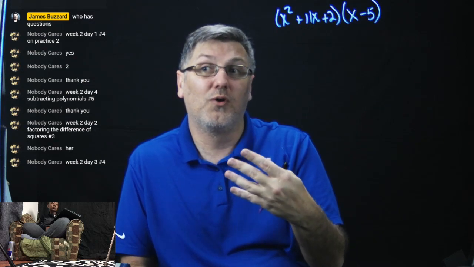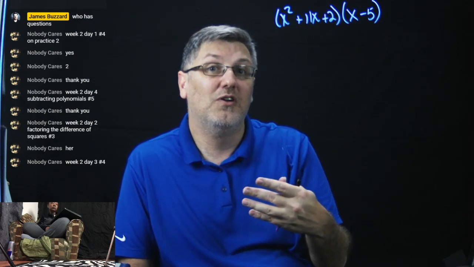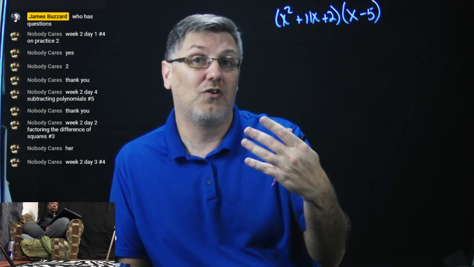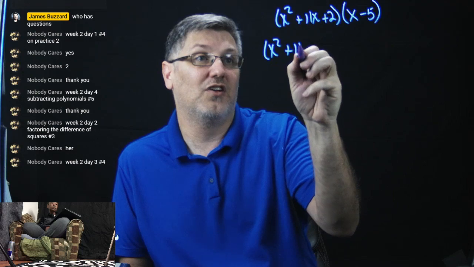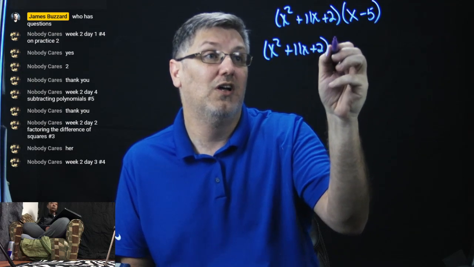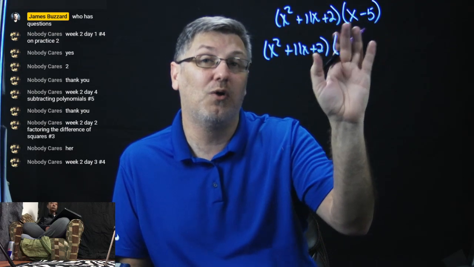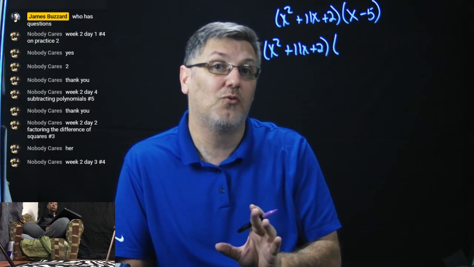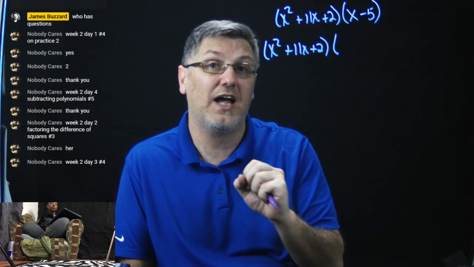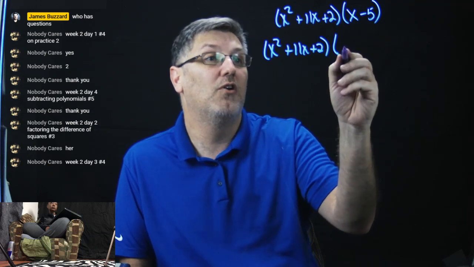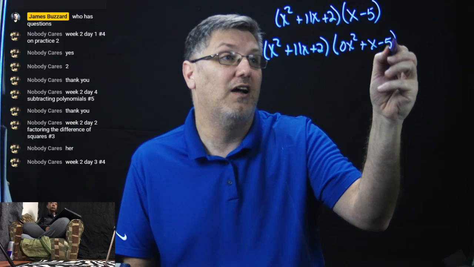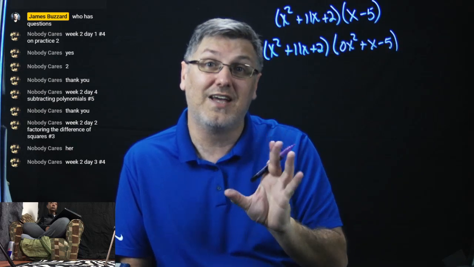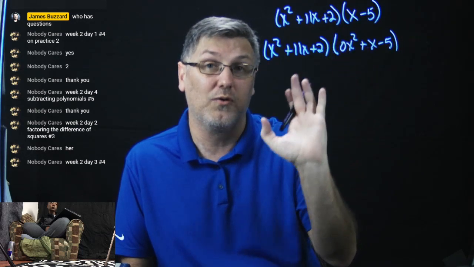When I have my kids do this, I have them put in a 0, a placeholder. So I'm going to rewrite this as x squared plus 11x plus 2 times, well, I don't want to change this equation. The only thing I can introduce is multiplying by the number 1, or adding 0. So I'm going to add 0. I want 0x squared plus x minus 5. If you look at this equation, they're exactly the same. I just added a 0 in there.